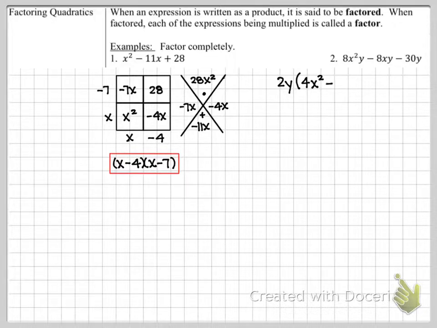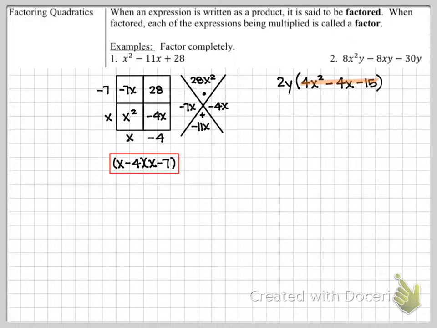Okay, let's keep going. Negative 8 divided by 2 is going to be negative 4. The x is still inside, and the y was taken out. Okay, 2 goes into negative 30, negative 15 times, and the y was taken out. All right, now I'm going to look inside the parentheses. I need to factor that.